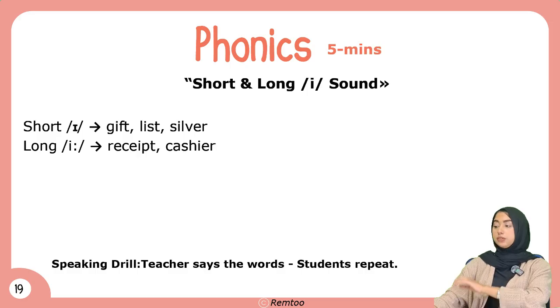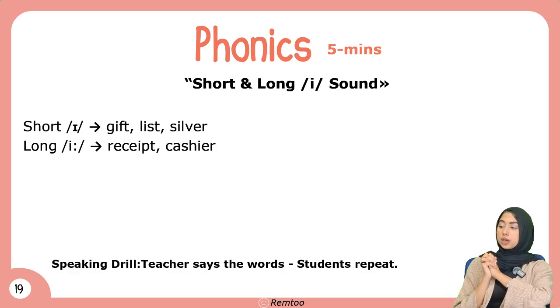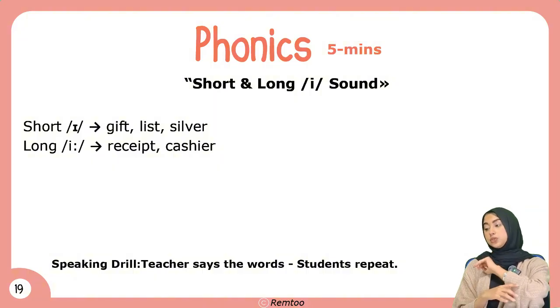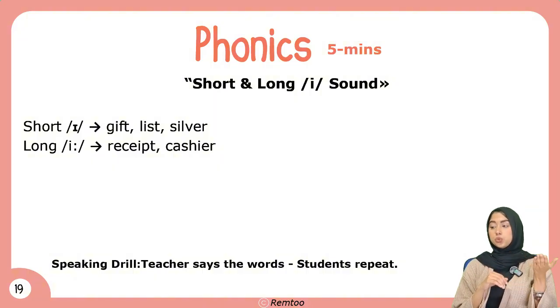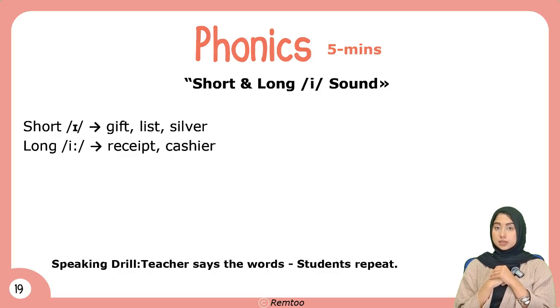Okay, so here in the phonics, we actually have the I sound, all right? So the I sound, since it's a vowel, we have a short one and a long one, okay? So please let's listen to the difference and try to repeat after me. So the short one sounds like eh, okay? Eh. So for example, gift, list, silver, okay?